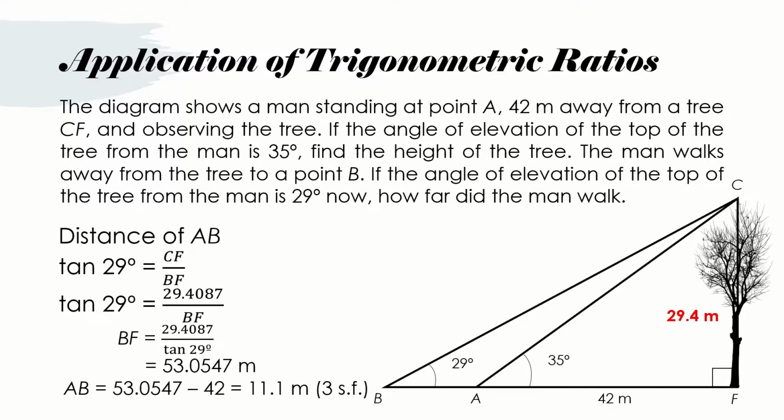Okay, next, distance of AB. You need to find AB, the distance the man walked from A to B. So first you find tangent 29 degrees will be CF, which is the height of the tree, out of BF, which is the entire distance from B to F. I get BF is equal to 53.0547 meters. Then to find AB, you just take away the 42. I get 11.1 meters, correct to 3 significant figures.